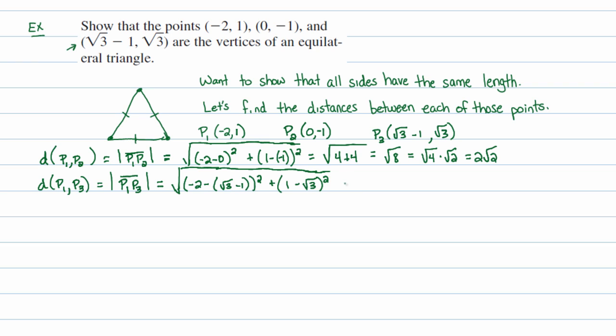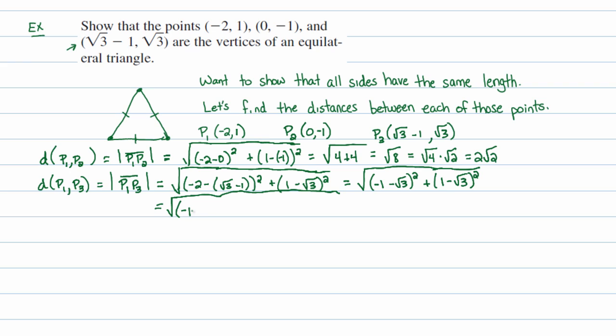And now I have to clean this up, and this is going to be just wonderful. And I'm being facetious. First of all, that's going to be a negative 2 minus root 3 plus 1, or in other words, a negative 1 minus root 3 being squared, plus 1 minus root 3 being squared. Now I have to distribute out that multiplication in there.